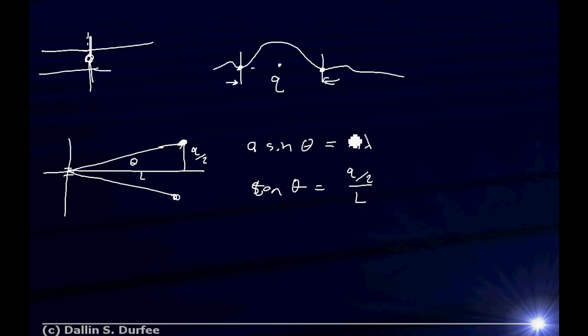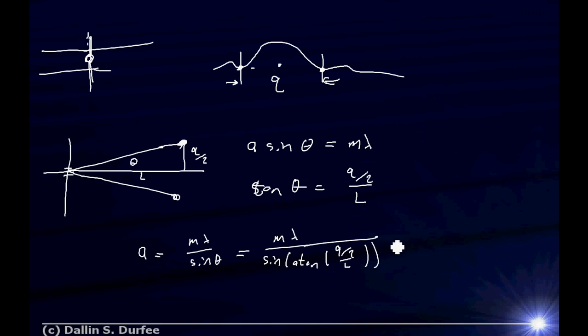So I can find the diameter of my hair. That's just a right here. a is equal to m lambda over sine of theta, but tangent of theta is this, so it's going to be sine of the arctangent of Q over 2L. And m is equal to 1, right? We're using m equals 1 on either side of this.